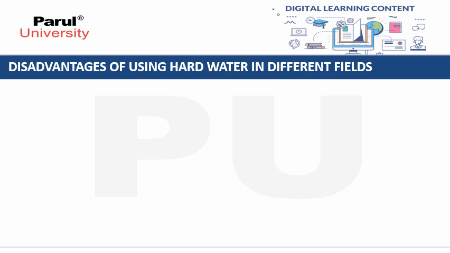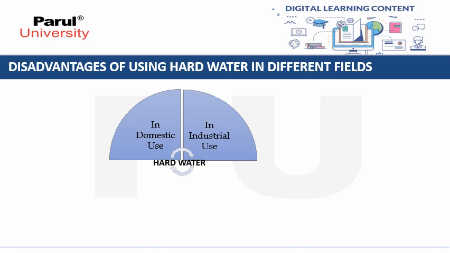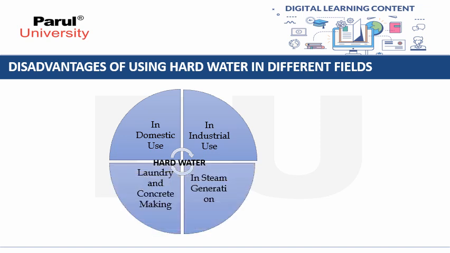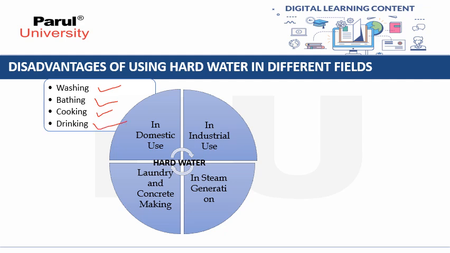Let us see what are the disadvantages of using hard water in different fields. Hard water, when used for domestic purposes, for industrial purposes, for steam generation, and for laundry and concrete making, creates a problem and cannot be directly used in all these applications. Because when we use hard water in domestic use, for example, for washing, bathing, cooking, and drinking, it will affect our digestive system, our body.